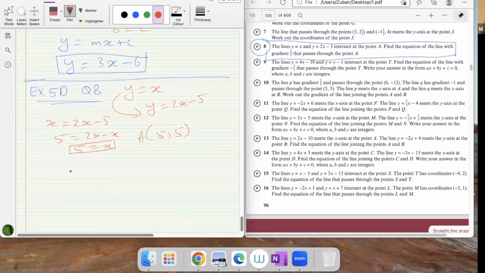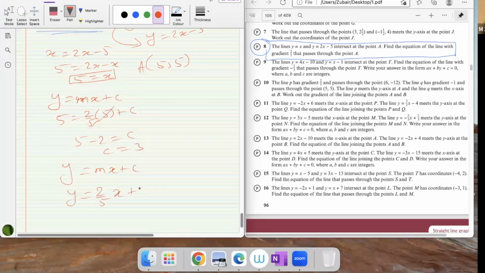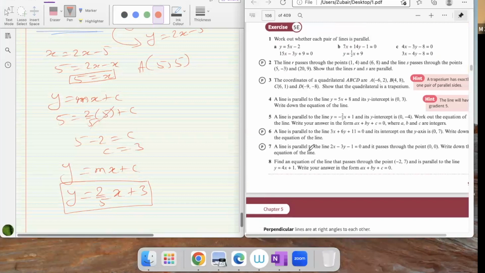So this is the point A, and having gradient 2/5, y equals mx plus c. The gradient is 2/5, passing through this point, so 5 minus 2 equals c. c is 3, and rewriting the equation, y equals 2/5 x plus 3. If this is clear, we can jump on to our next question.